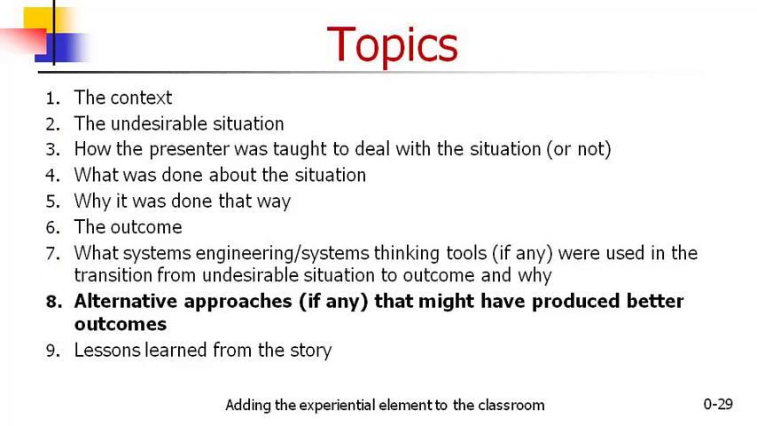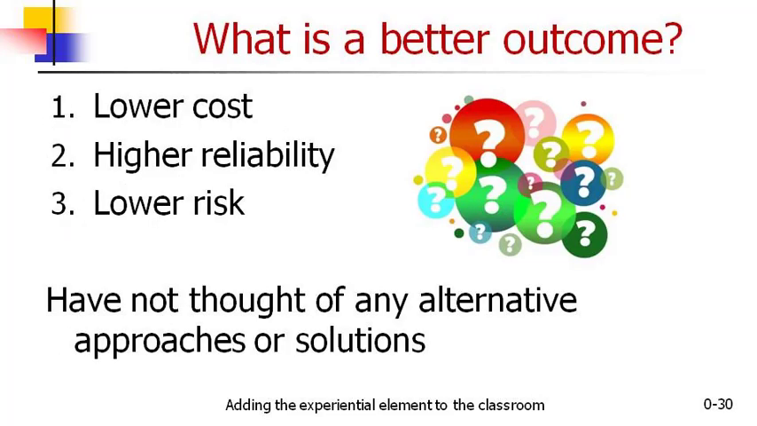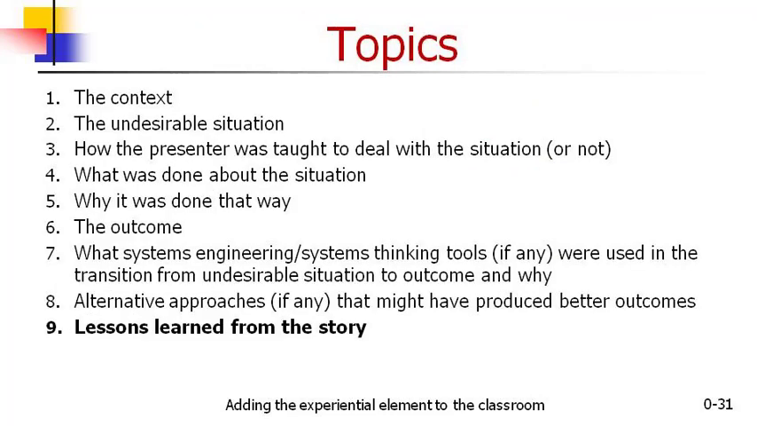So what alternative approaches might have produced better outcomes? Well, first of all, we need to know what a better outcome is. A better outcome would be one that has a lower cost, a higher reliability, and a lower risk, at least one or more of those three. And in the 40 years since then, every time I've thought about it, I haven't thought of any alternative approaches or solutions that could have done it any better. Feel free to propose one.